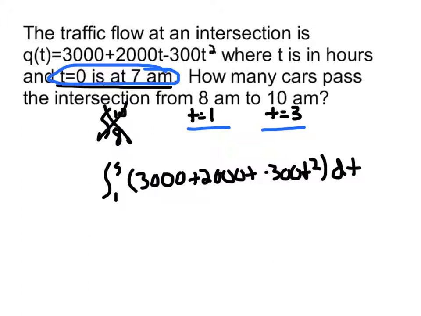When a question asks you to set up but not integrate, all they're looking for is this. They want you to basically show them the limits, that's usually a point on an FRQ, and the thing that you're integrating. So if this were set up but do not evaluate, you would stop right there.